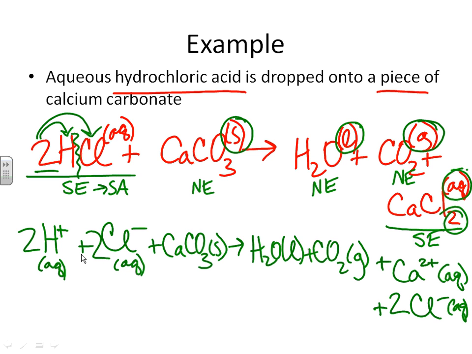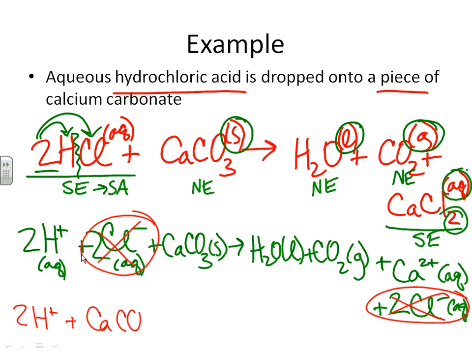Now, to write the net ionic, we're going to remove the spectator ions, things that are absolutely identical on both the left and the right. And it's critical. They have to be identical. Even a change in oxidation number means that they are no longer identical and they are involved in the chemical reaction. The only thing that is exactly the same on both sides are the 2 chlorides. So those go away. And we're left with, because nothing else is identical on both sides, 2H plus CaCO3 yields H2O plus CO2 plus Ca2+.